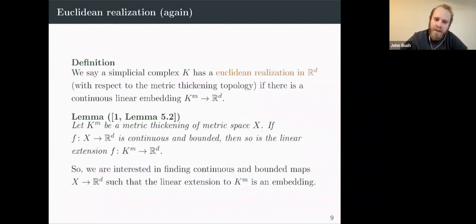Okay. So let's consider this Euclidean realization again, this time in the context of finding a continuous linear embedding, but now with respect to the metric thickening topology. Completely analogously, we'll say that a simplicial complex K has a Euclidean realization in R^D with respect to that topology if there's a continuous linear embedding. It's already known that if we start with a metric space X and build the metric thickening on top of it, and I have a continuous and bounded map from the metric space to Euclidean space, then the linear extension to the entire metric thickening is also continuous and bounded. This means that in order to find continuous linear embeddings of metric thickenings, I'm really looking for continuous maps from the underlying metric space to Euclidean space such that when I do this linear extension, it is an embedding. In other words, the geometric simplices in Euclidean space intersect only along their common faces.